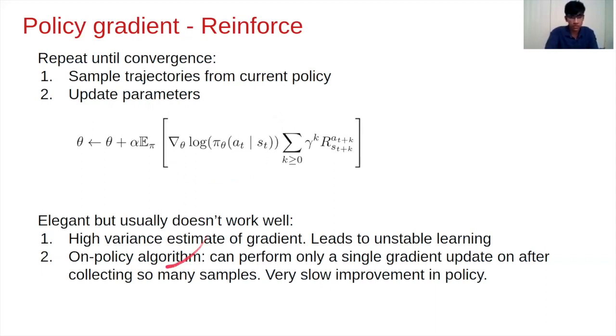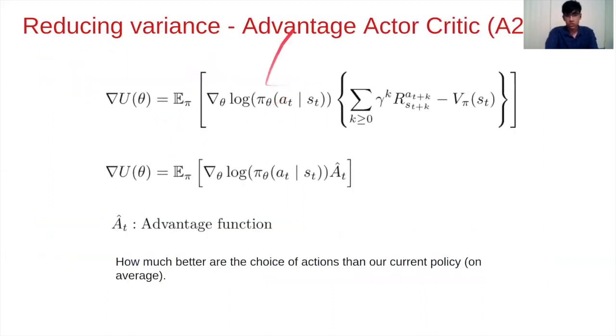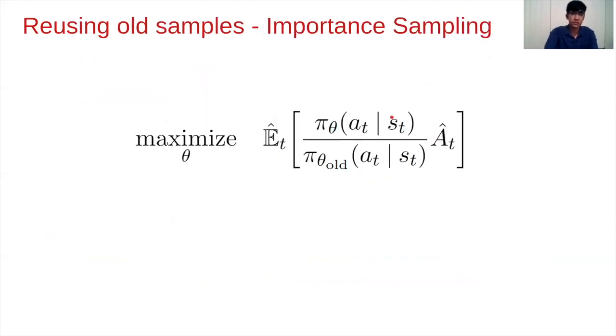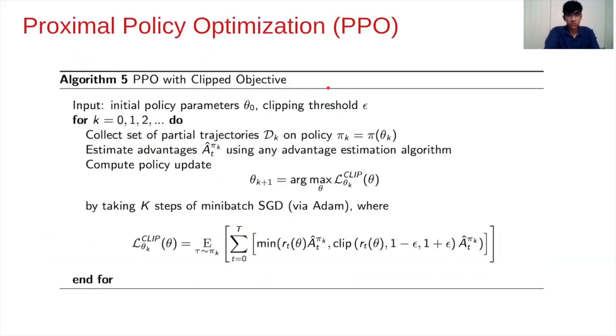So we looked at two problems: variance in the estimate, and that this is an on-policy algorithm. So advantage actor critic subtracts this value function, uses an advantage instead of the return, and this reduces the variance. And if you use importance sampling, you can also use your old experiences.